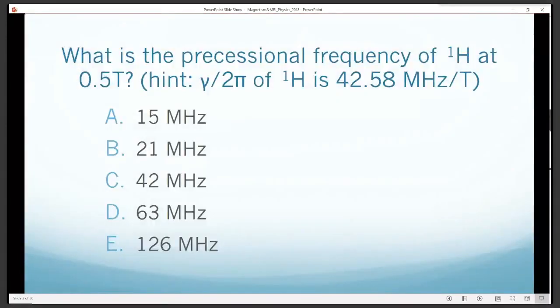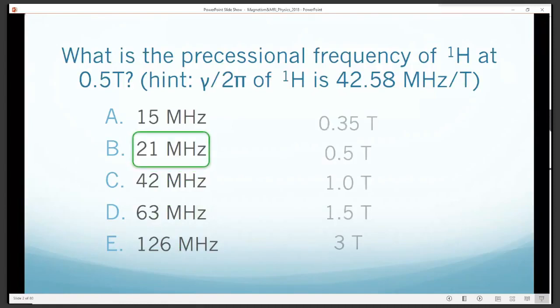So the correct answer, as most of you said, is 21 megahertz. Now, these other answers are the answers for other commonly used clinical MRI scanners, ranging from 0.35 Tesla, which is 15 megahertz, up to 3 Tesla, which is 126 megahertz. So you can see the resonant frequency is not only a function of the nucleus, but it's also a function of the applied magnetic field.